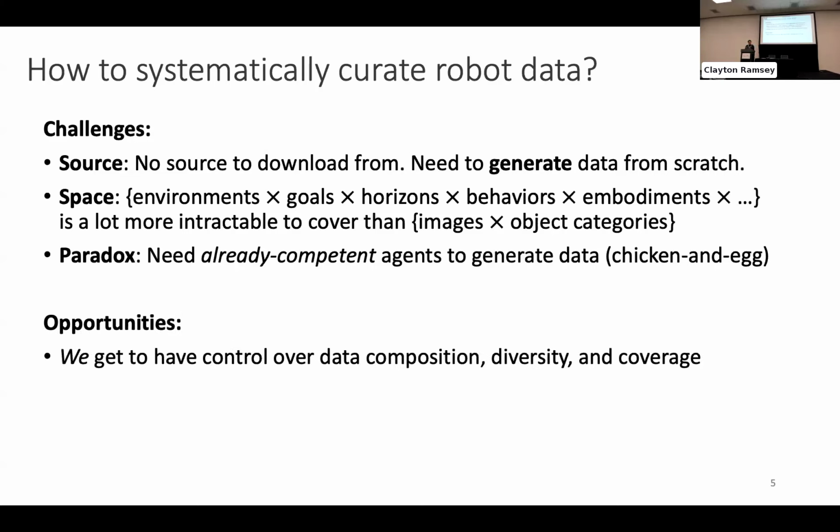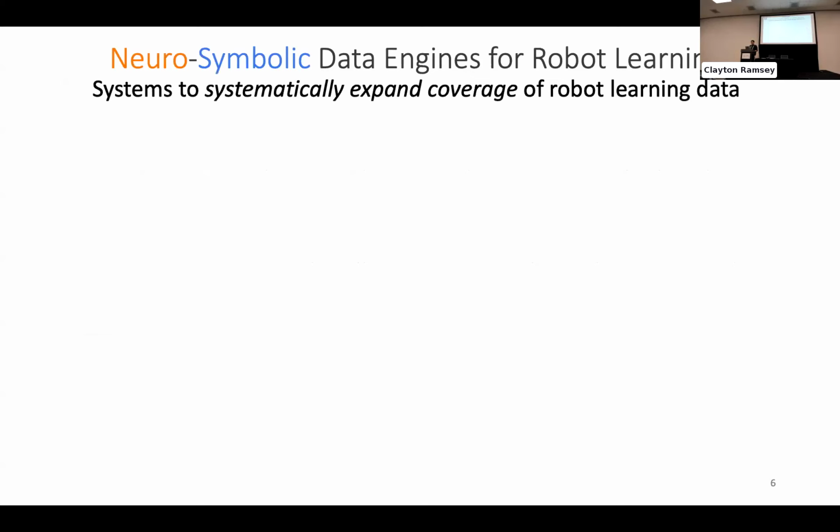And this opportunity is significant. We get to define and control data composition, diversity, and coverage, whether from simulation, the real world, or a combination of both. The control really allows us to study this data curation problem for robot learning from scratch. It's still a daunting challenge, but at least as an evolving field, we get to redefine the problem and see what's important. And this leads to the main idea I'm trying to talk about today.